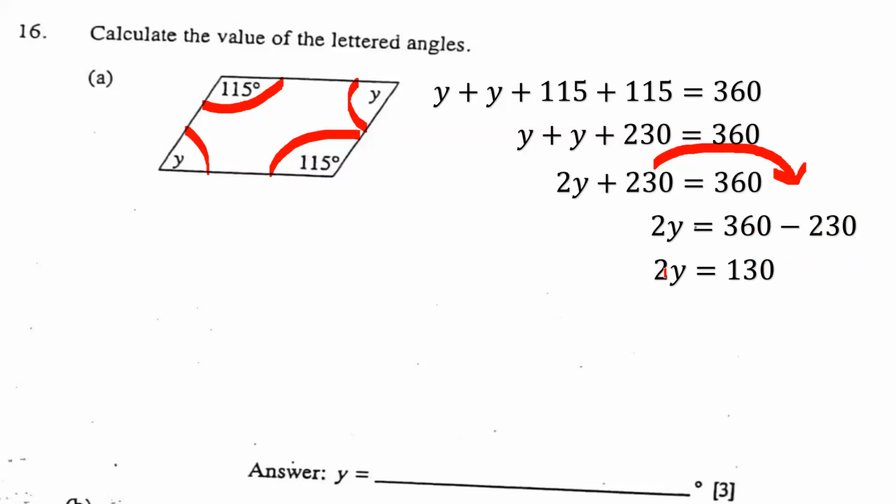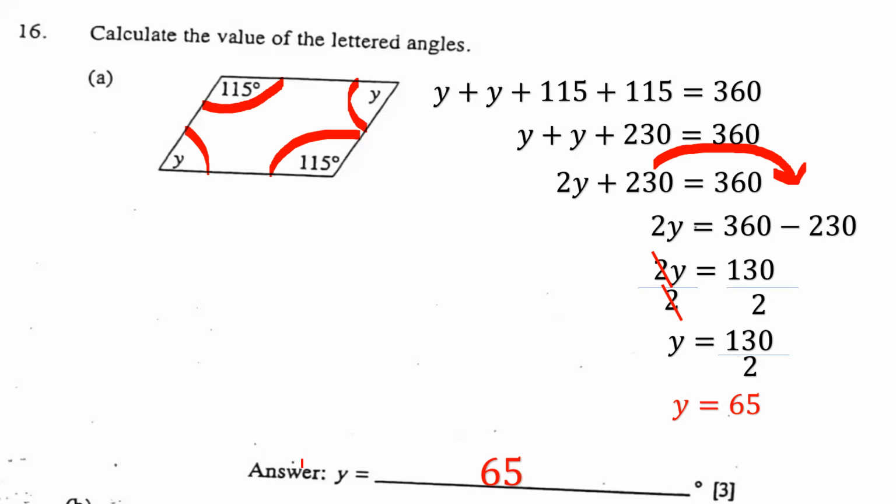To get rid of this 2, we divide both sides by 2. And so we can cancel this 2 and cancel this 2 so that y will be by itself. And so now we have y is equal to 130 divided by 2. What is 130 divided by 2? That's going to be 65. So the correct answer for this question is definitely 65.